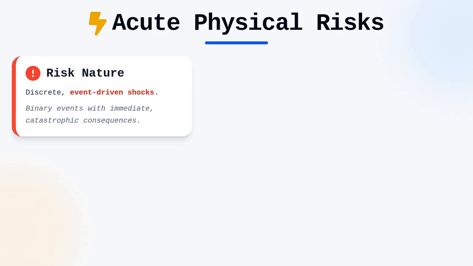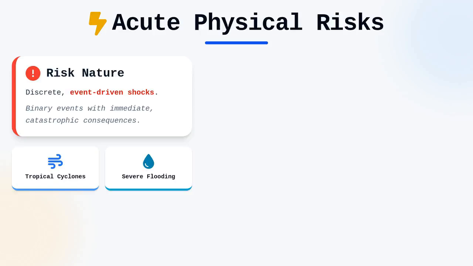Acute physical risks represent discrete, event-driven shocks that manifest through extreme weather phenomena such as tropical cyclones, severe flooding, wildfires, and convective storms. Unlike chronic changes that alter long-term averages, these events are characteristically binary in nature, occurring at a specific point in time with immediate, often catastrophic consequences.